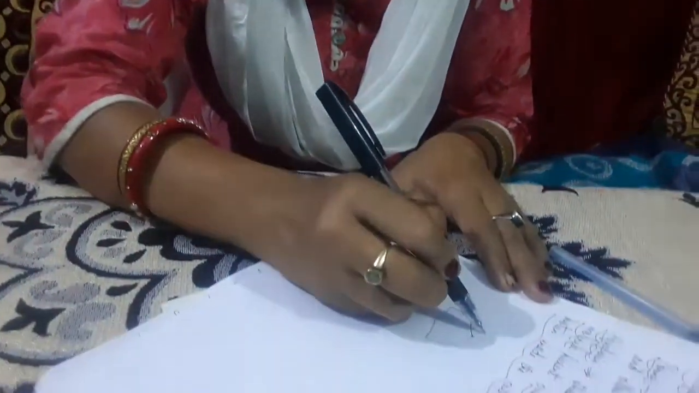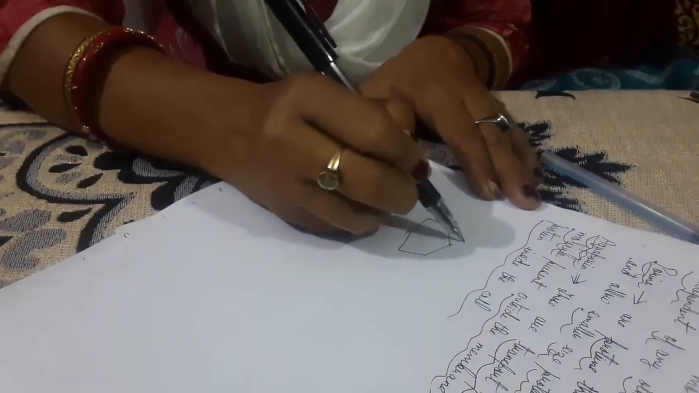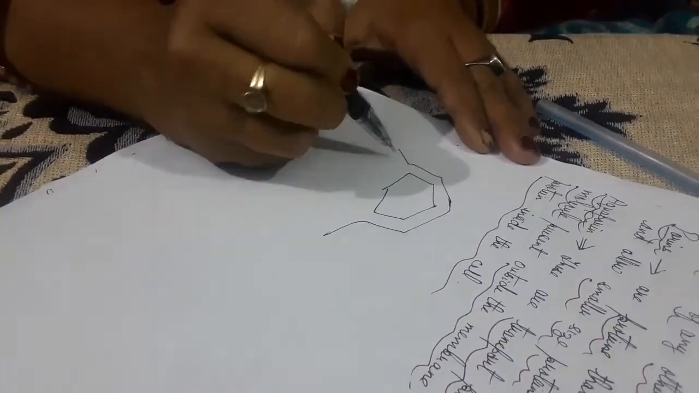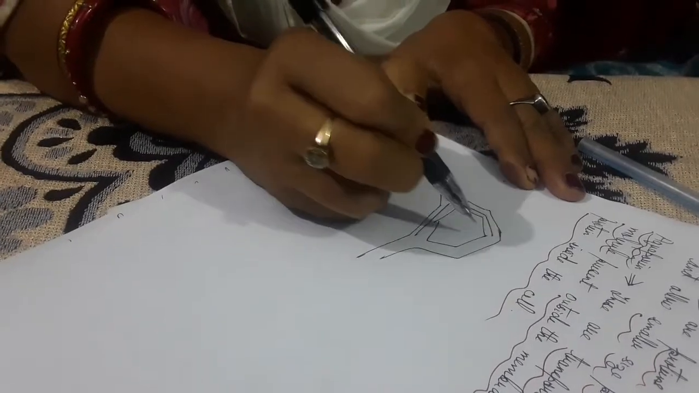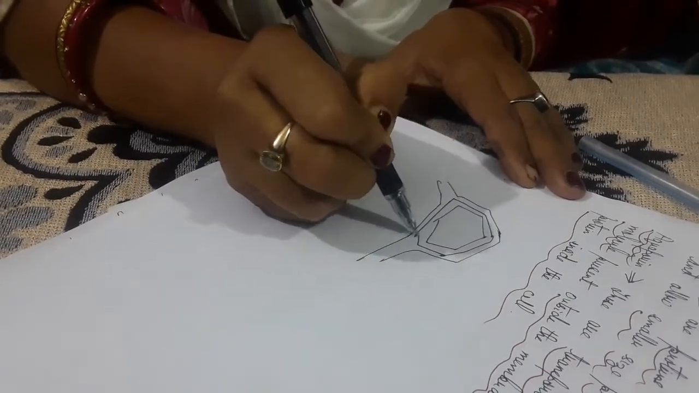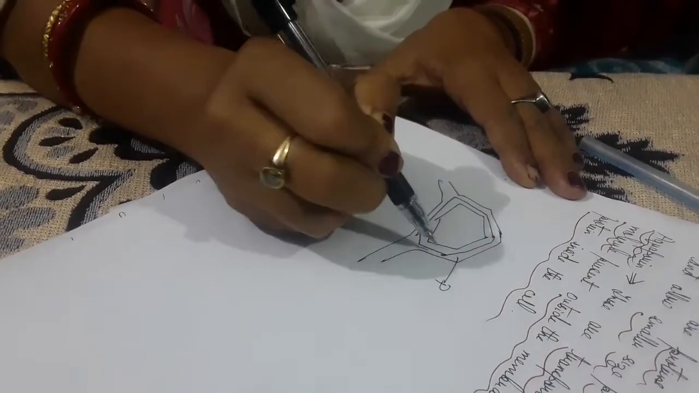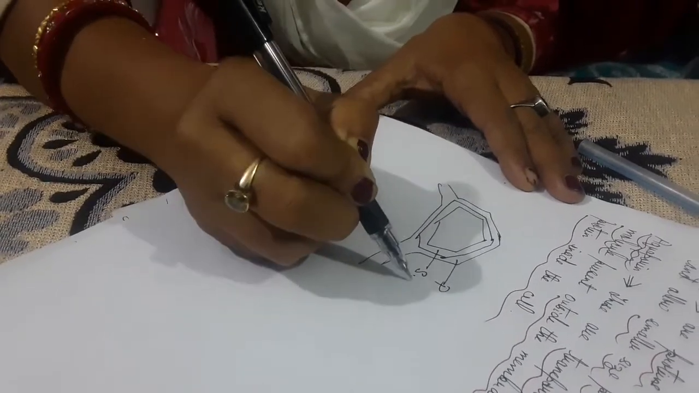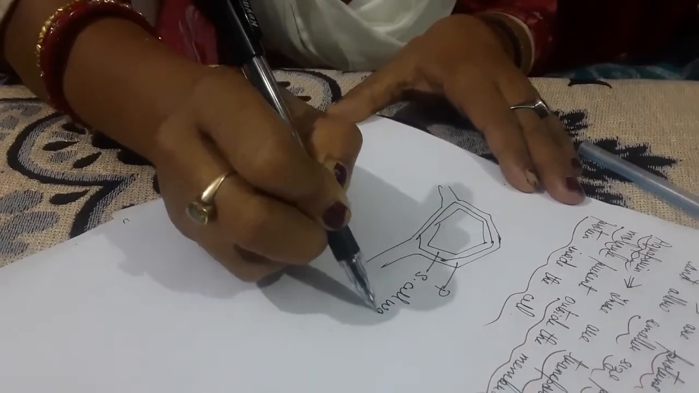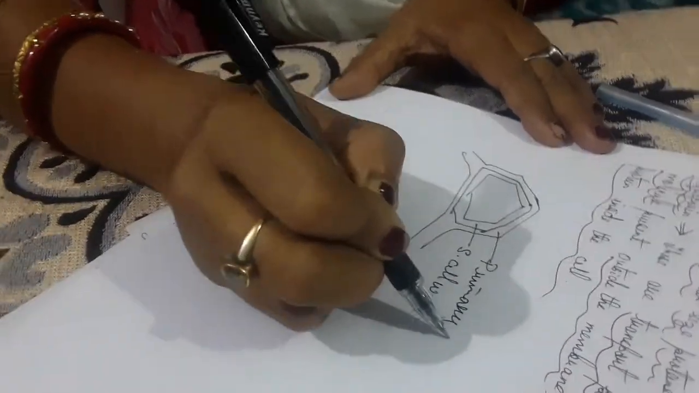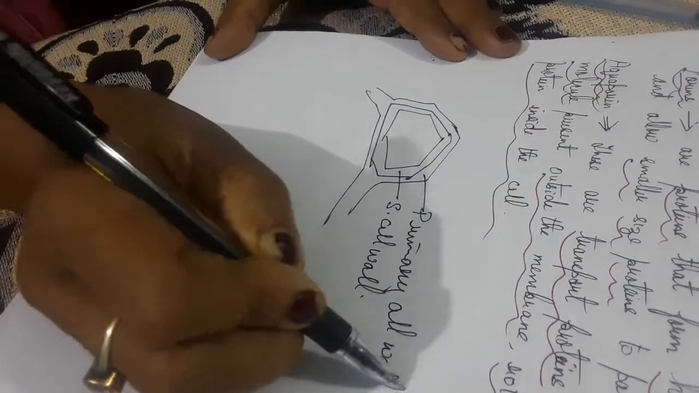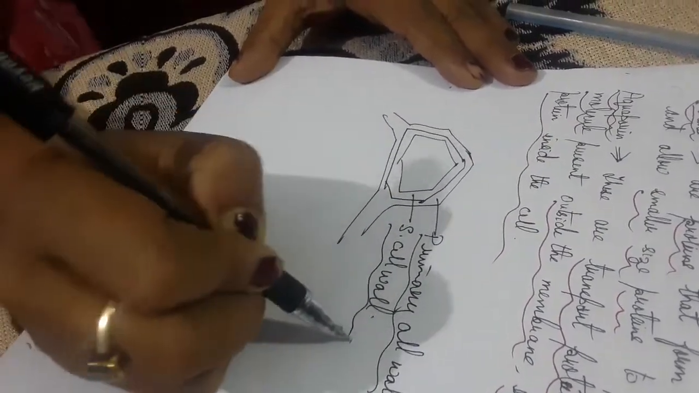Let me show you the diagram, just a brief diagram. Suppose this is a plant cell. Clear? Now, in this case, this is the middle lamella, and this will be the primary cell wall. This will be the secondary cell wall. Primary cell wall. I'll draw the diagram at the end of the session.